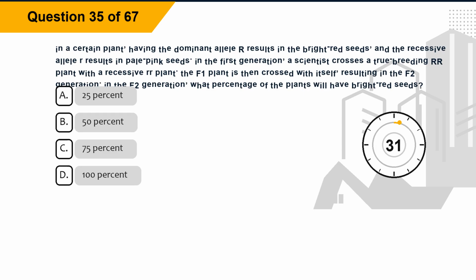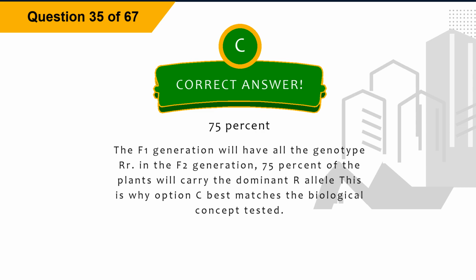Question 35. In a certain plant, having the dominant allele R results in bright red seeds, and the recessive allele r results in pale pink seeds. In the first generation, a scientist crosses a true breeding RR plant with a recessive rr plant. The F1 plant is then crossed with itself, resulting in the F2 generation. In the F2 generation, what percentage of the plants will have bright red seeds? Option A, 25%. Option B, 50%. Option C, 75%. Option D, 100%. The correct answer is option C, 75%. Explanation. The F1 generation will all have the genotype Rr. In the F2 generation, 75% of the plants will carry the dominant R allele. This is why option C best matches the biological concept tested.